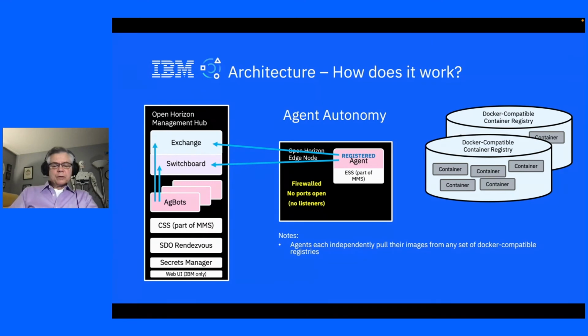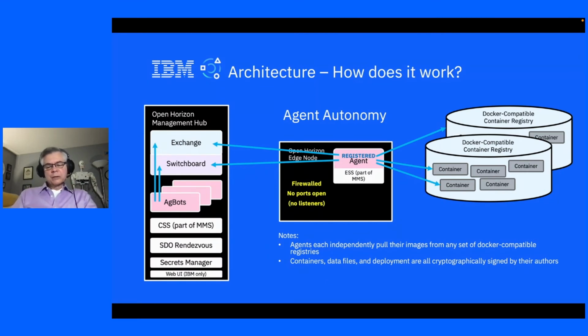Also, the agents independently pull their images from any set of Docker-compatible registries. So the agent is the one that reaches out to get the software too. Note that the management hub is not involved at all in that part of the process, and this helps to achieve great scale. And also, each container can be in its own registry.